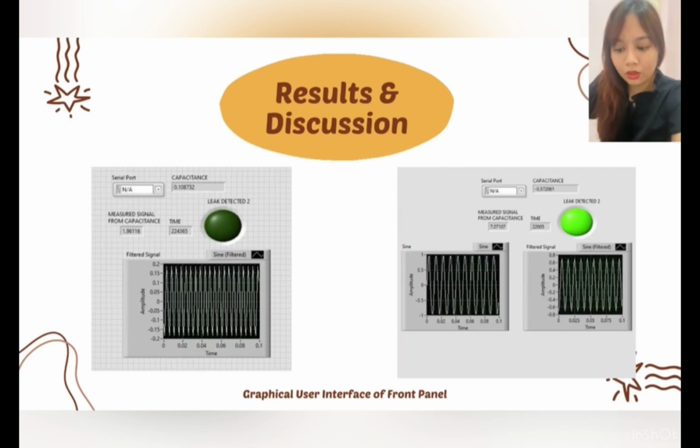So as you can see on the first picture, as we know that our threshold is 5, the first picture shows that the measured signal from capacitance is 1.96. That is why the leak detector indicator doesn't light up. As for the second image, the measured signal from capacitance is higher than our threshold, which is 7.07, so the leak detector indicator will light up. And the graph below here displays the input signal and the filtered signal.